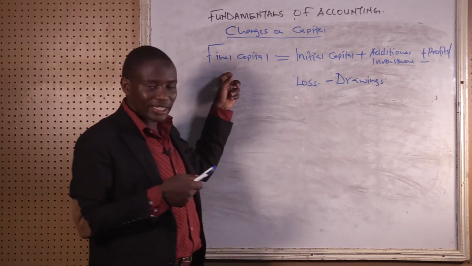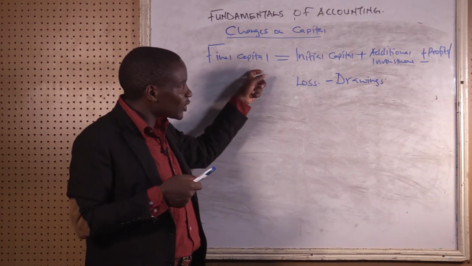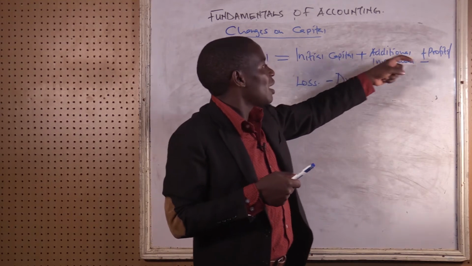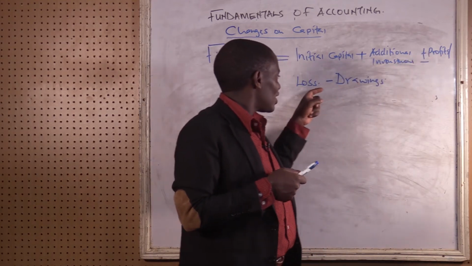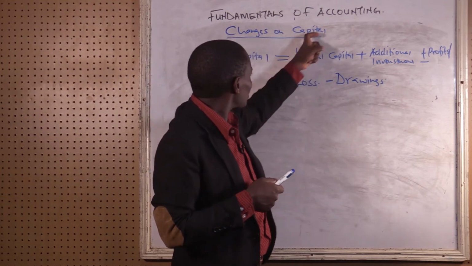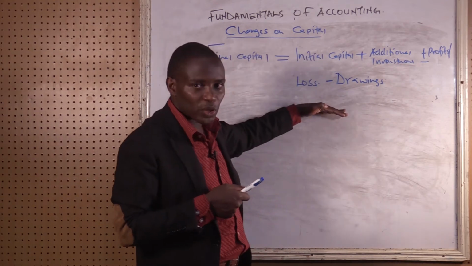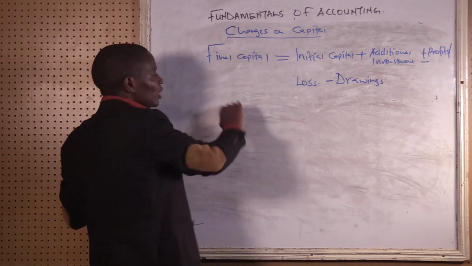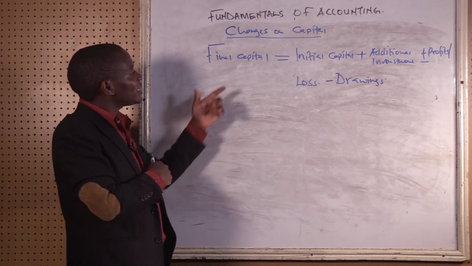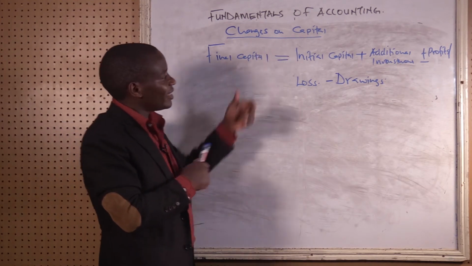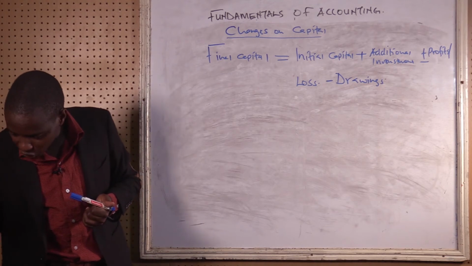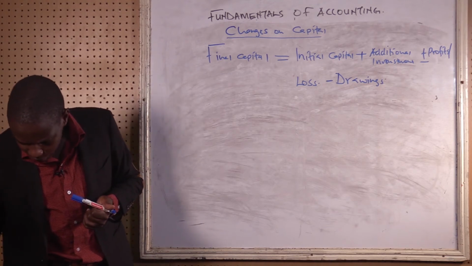So we say that final capital is equal to initial capital plus additional investment plus or minus profit or loss minus drawings. That's when you talk of the changes in capital. And to learn more on that, we shall do an example, and you see how this one is done in a computational example.